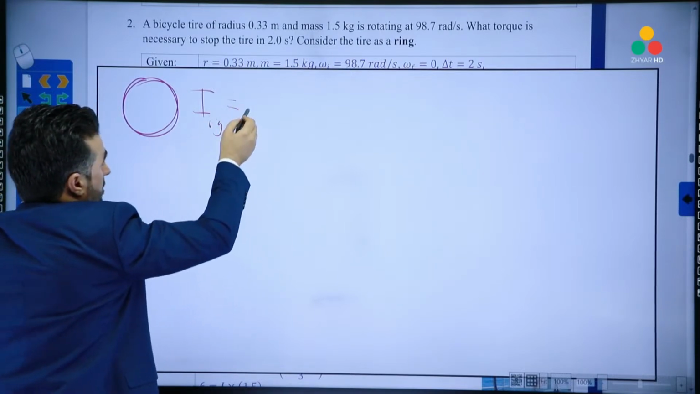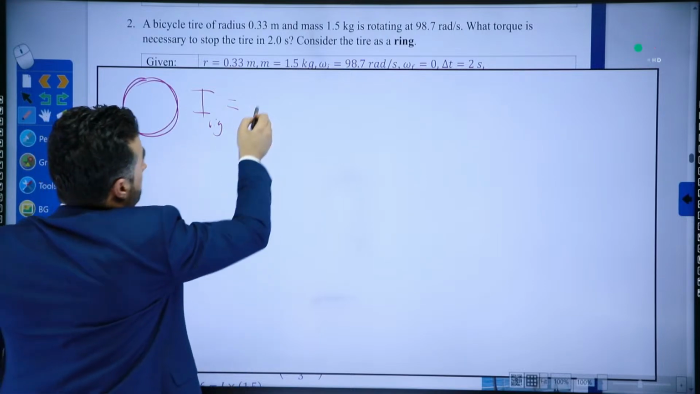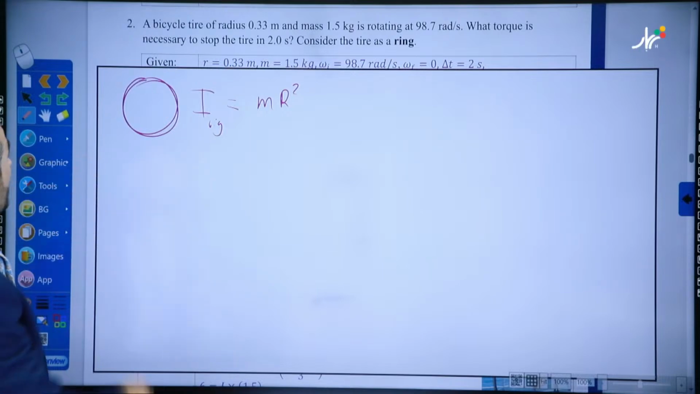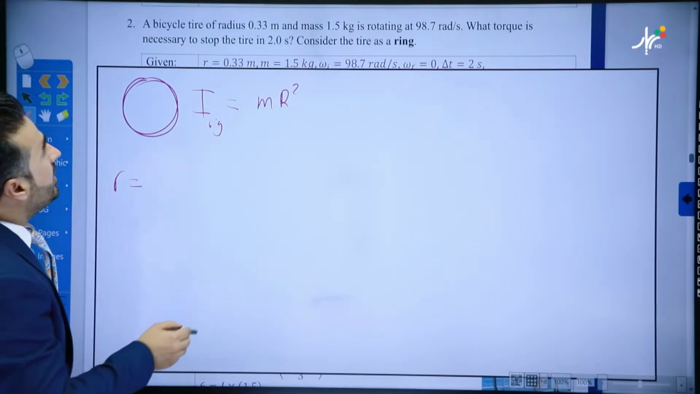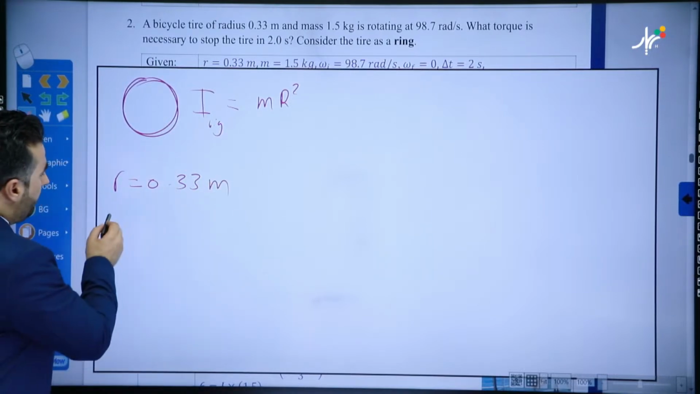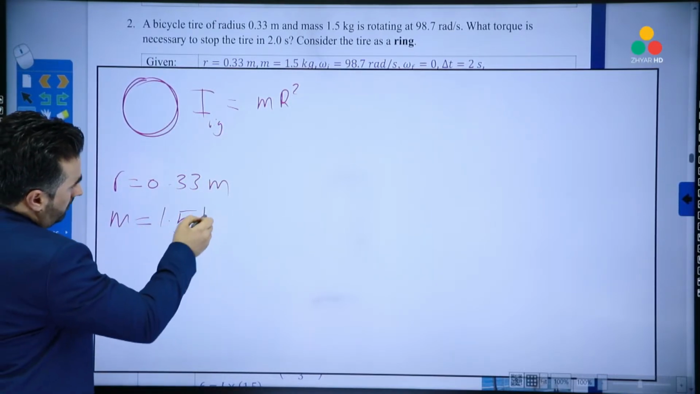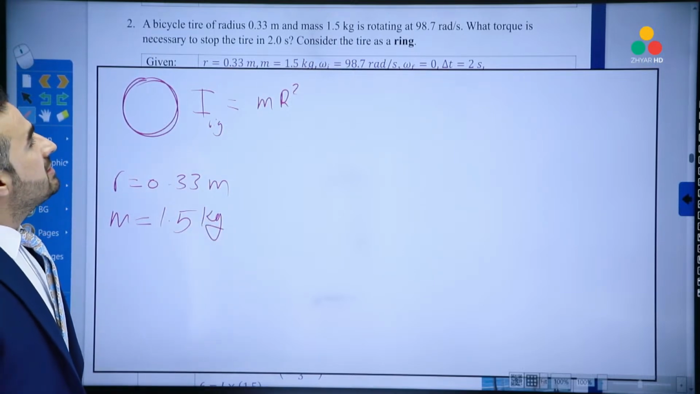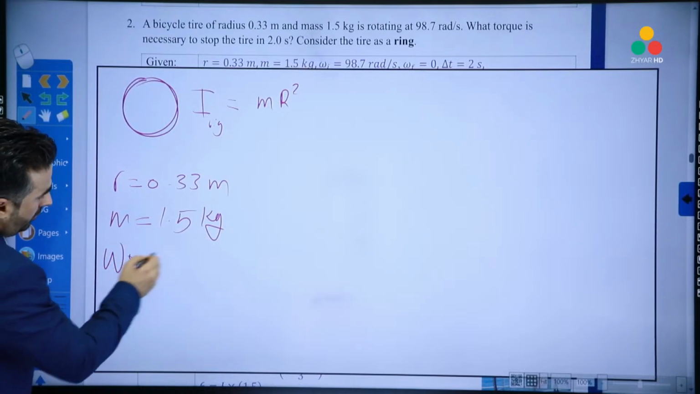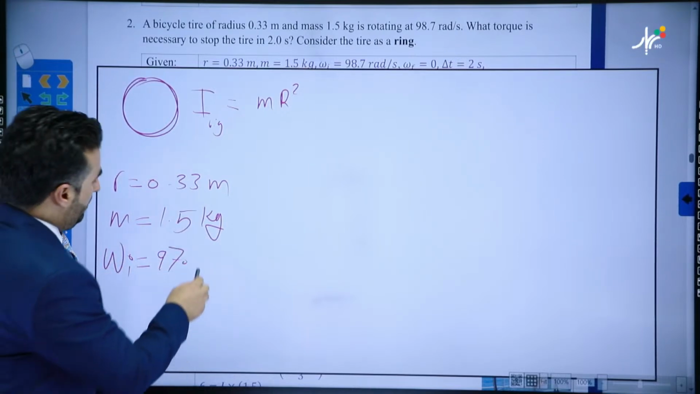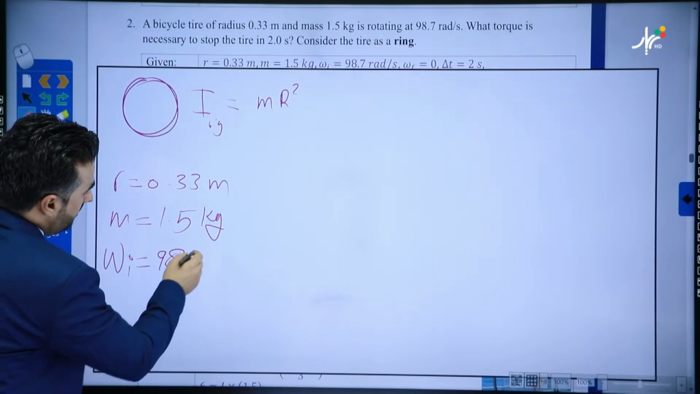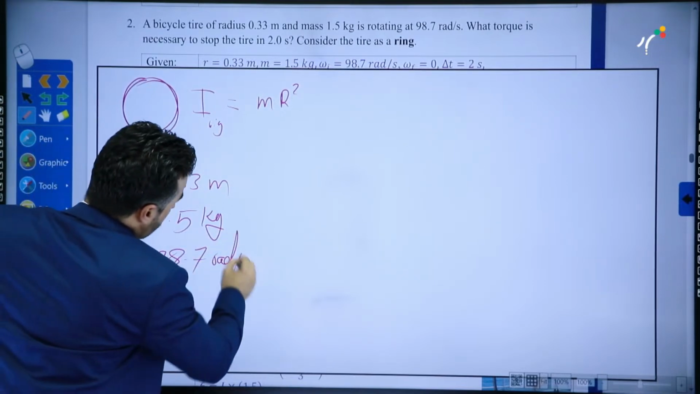For a ring, the moment of inertia equals m r squared. Very good. Now keep this in mind because you will need this. Now we can write the information. The radius is 0.33 meter. The mass is 1.5 kilogram. And it says it is rotating at 98.7 radian per second. We said this is omega initial, which is 98.7 radian per second.